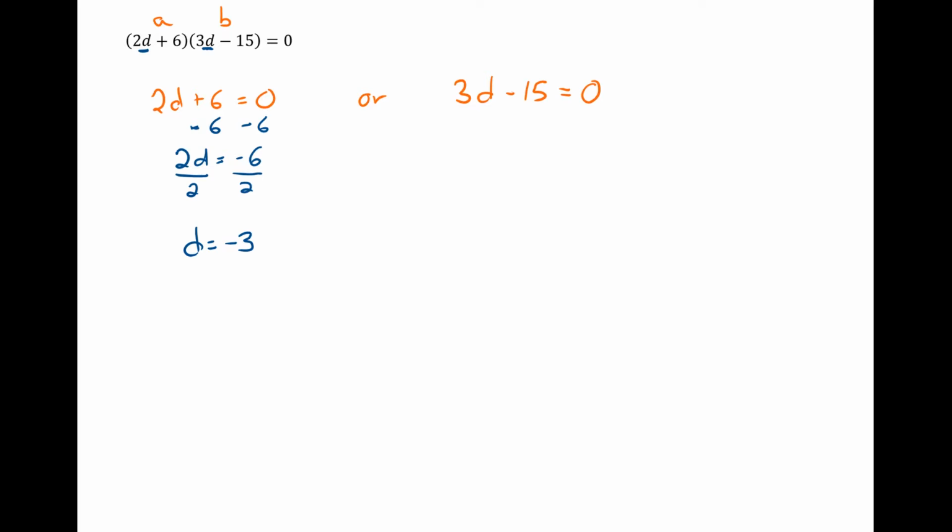But then don't forget about our other factor. I have 3d minus 15 equals 0. So I need to solve that for d. I add 15, and I get 3d is equal to 15. I divide by 3. d is equal to 5. I plug that in, and it's going to make the second factor equal 0. Therefore, the first factor times the second will give me 0, and 0 will equal 0. I encourage you to plug those values in and see if it works out.